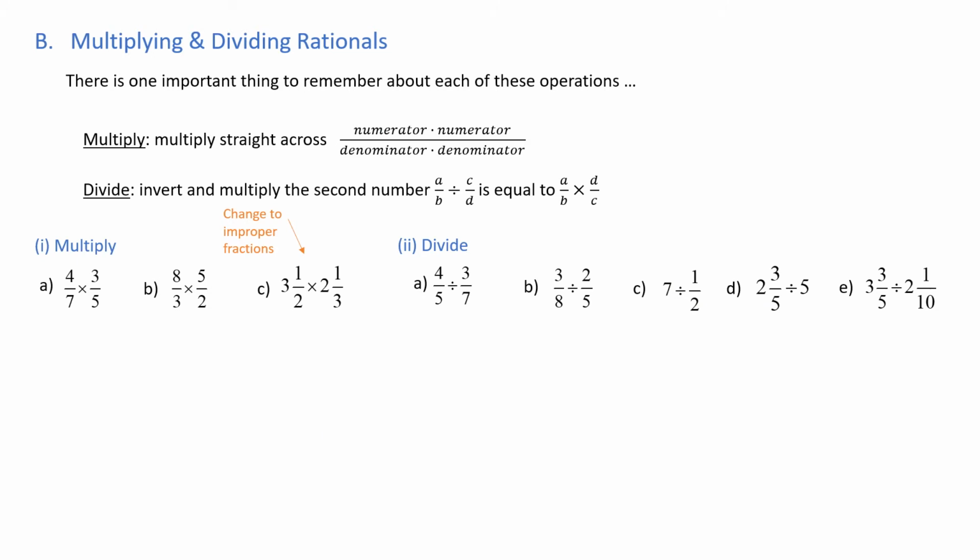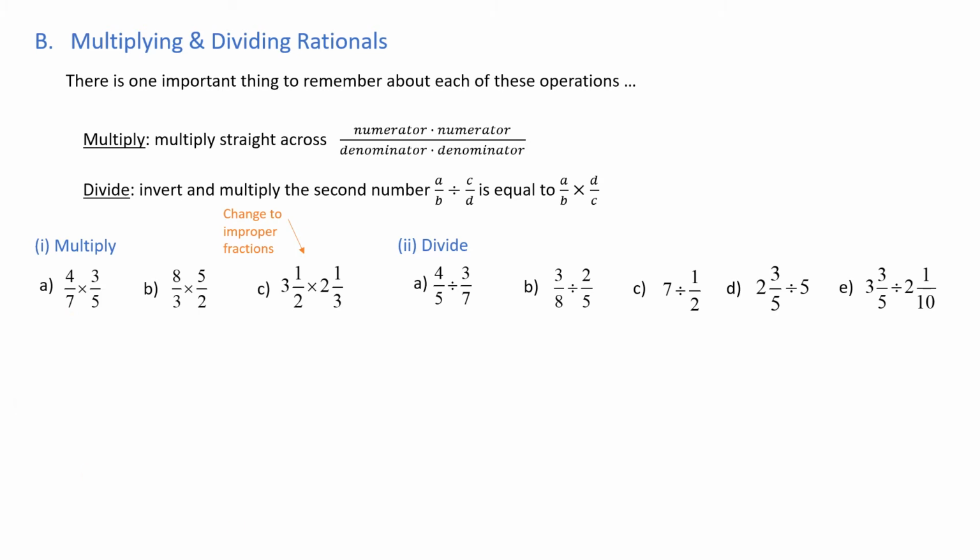Multiplying and dividing. There's one important thing to remember about each of these operations, and we'll go through them as we do the questions. So we've got some multiplication practice and some division practice. We're going to start with multiplying. 4 over 7 times 3 over 5.